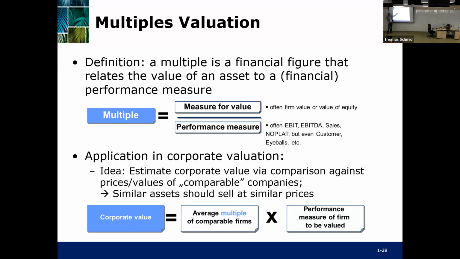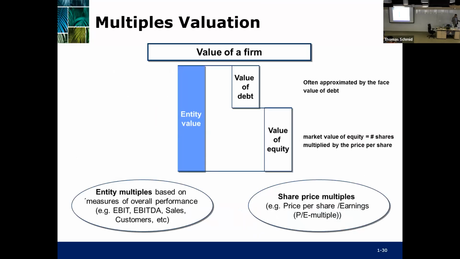So that's typically equity value or firm value, and the performance measure could be anything, basically. And then the corporate value of the firm that we want to evaluate is this average multiple of comparable firms times the performance measure. 20 million active users in my example times an average multiple of 1. I'm kind of cheating. I did it only for one firm, but let's say we do it for 10 firms and the average multiple is still 1. Okay? Clear? So that's the basic idea.